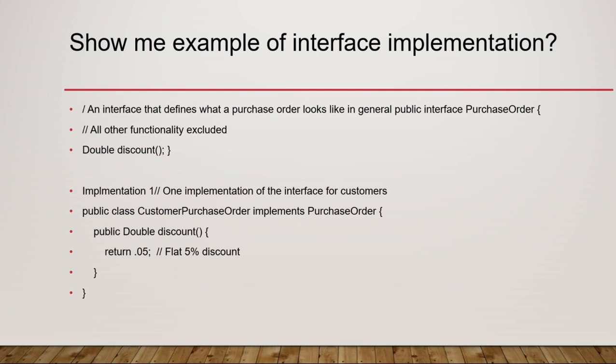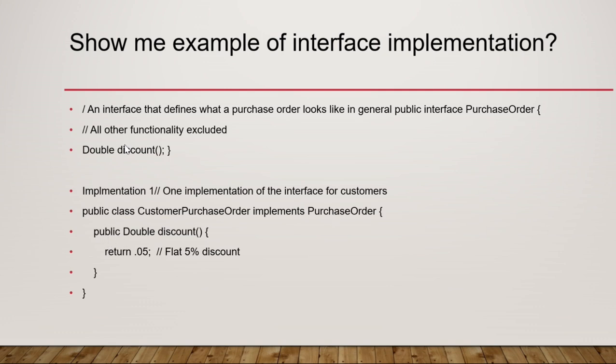So if you look here, we have created an interface called purchase order, and it has one method signature that returns double and takes no parameters. Now this can be used in multiple ways. One implementation says for customer, implement the purchase order. Once you implement the interface, you have to implement all the methods of that interface. There could be multiple methods inside this, so you have to implement all the methods.